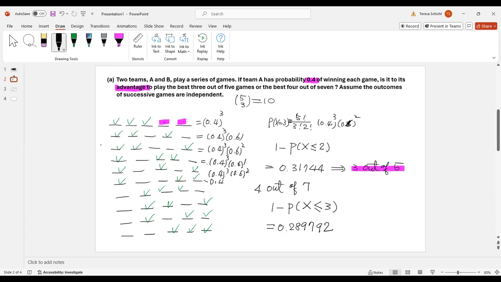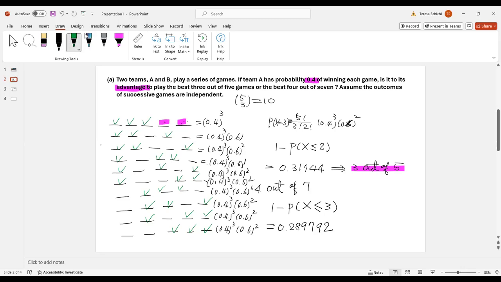This is 0.4 to the third power, 0.6 to the square. For this one, I only need to play 4 games, so it's 0.4 to the third, then 0.6 to the 1. For this one, I need to play the whole 5 games, so it's 0.4 to the 3, 0.6 to the 2. This one is the same thing, 0.4 to the 3 and 0.6 to the square.